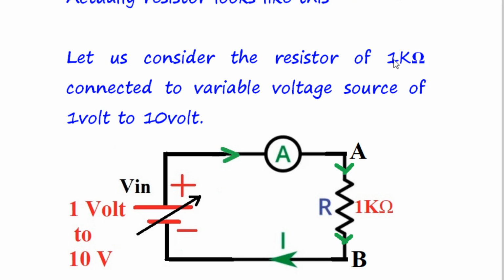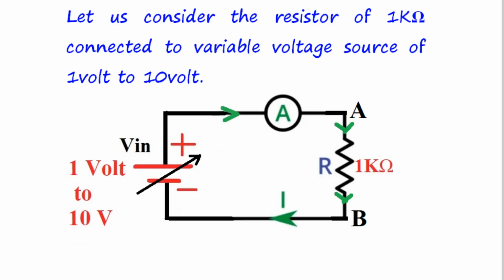So let us consider the resistor of 1 kilo ohm connected to variable voltage source of 1 volt to 10 volt. As shown in this diagram, we have taken a fixed value resistor, and this fixed value resistor is having its value between terminal A and B as 1 kilo ohm. And we have connected the variable voltage source to this resistor, which is varying from 1 volt to 10 volt. And we connected the current meter, that is ampere meter, to measure the current flowing through this circuit.